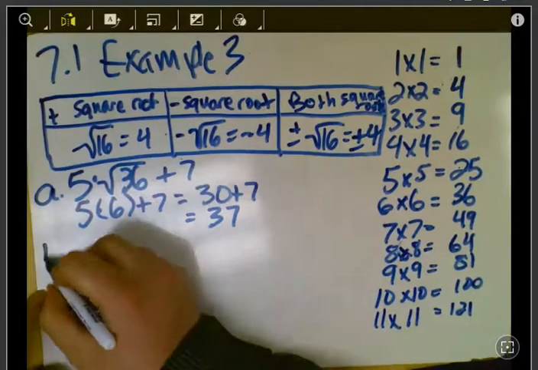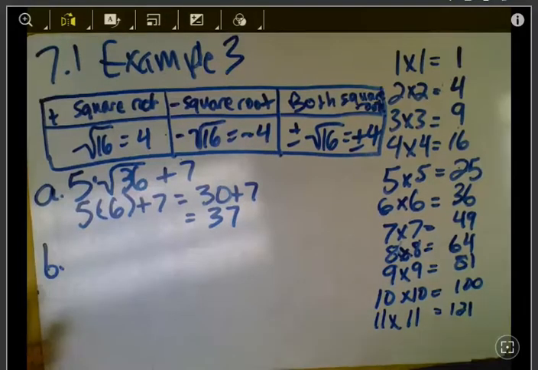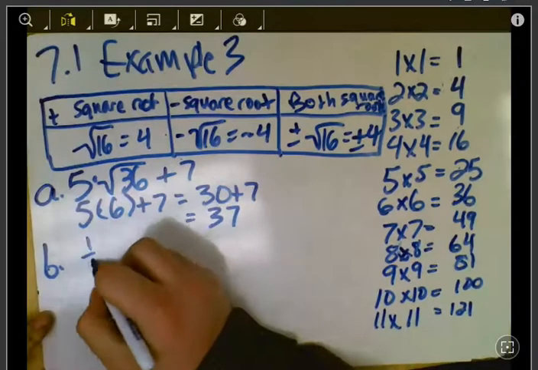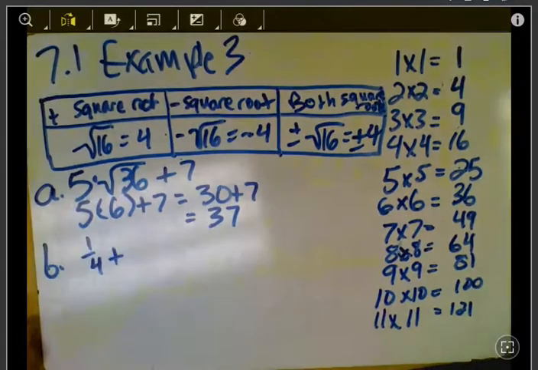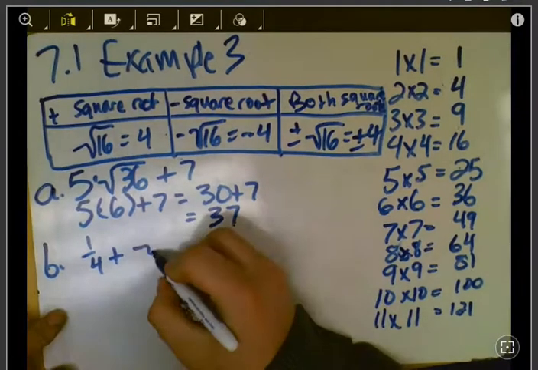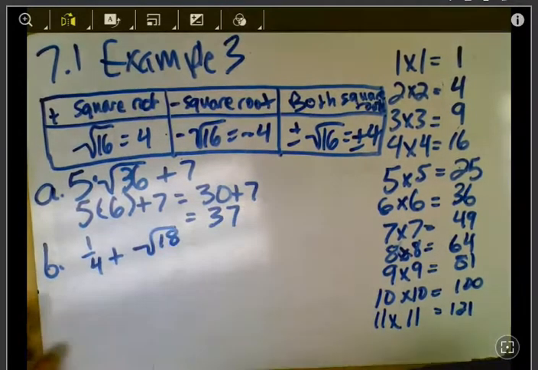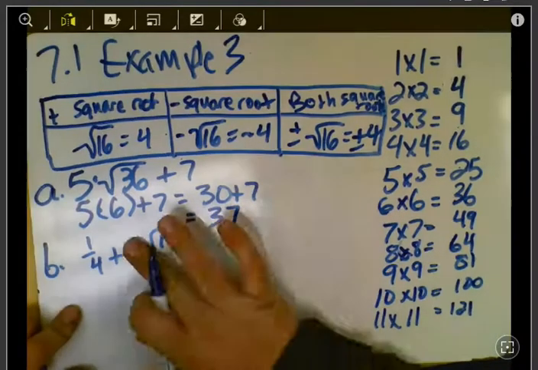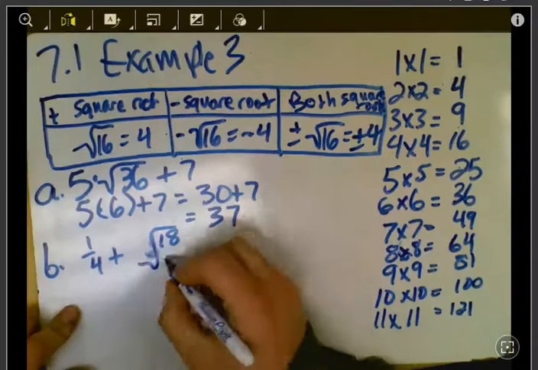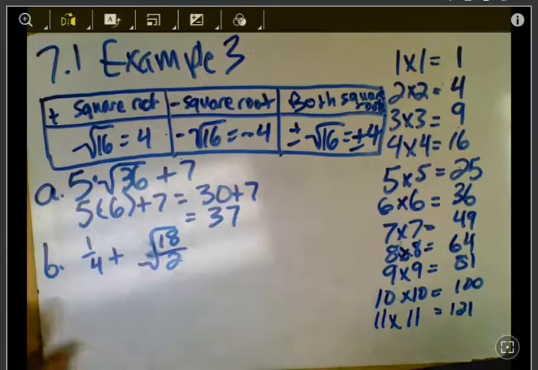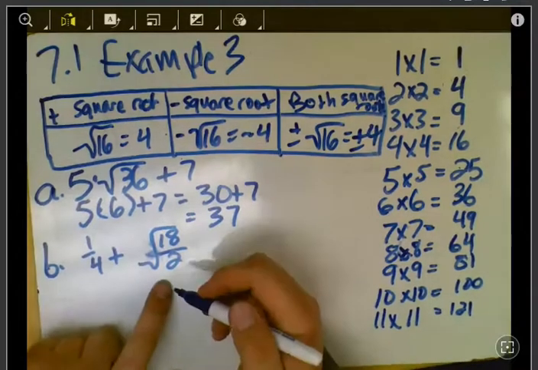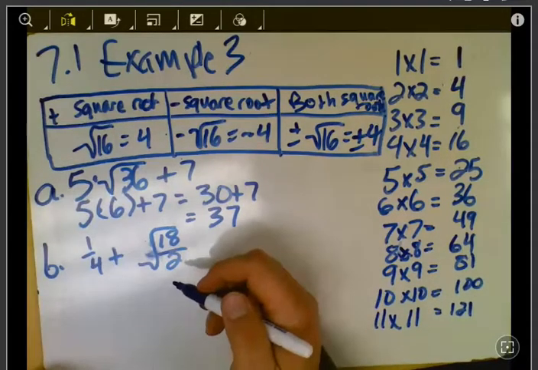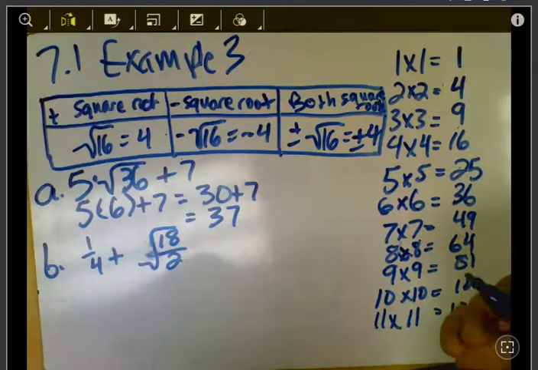B, let's do B here. We've got 1/4 plus the square root of 18 divided by 2. That looks a little trickier than it is, because look at that. We've got 18 divided by 2. That can be written as 9.